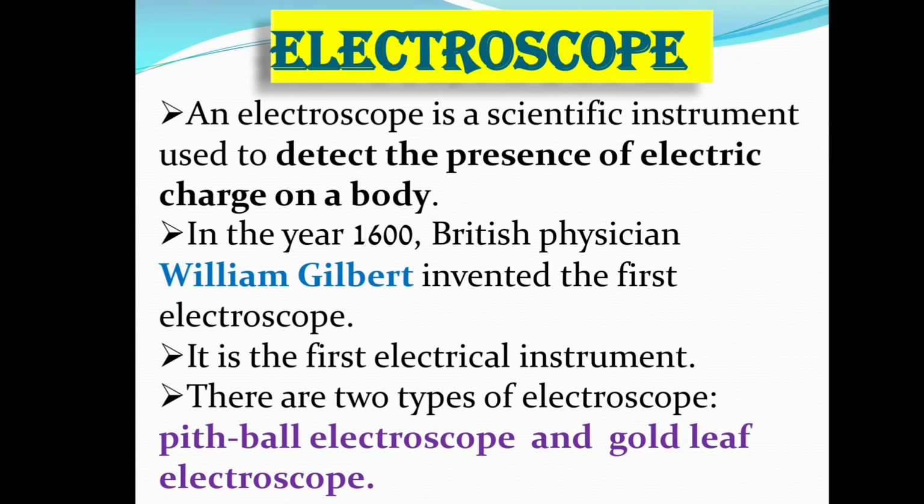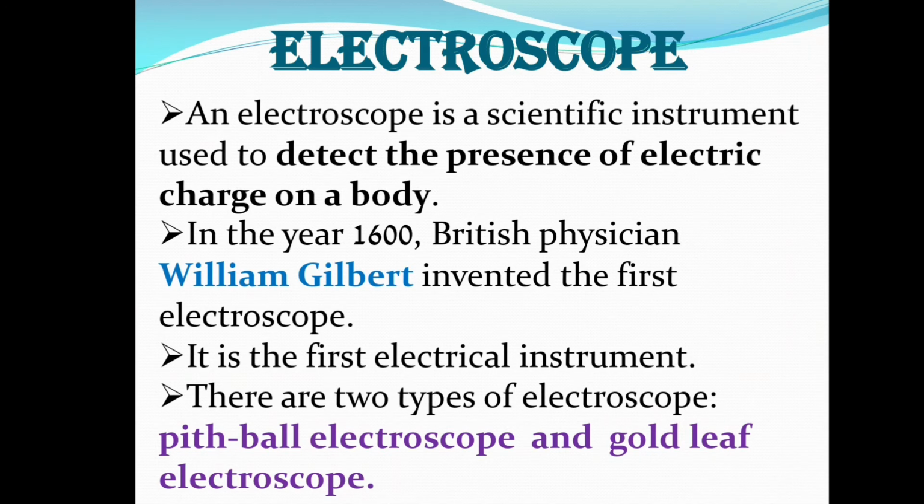What is an electroscope? It is a scientific instrument that is used to detect the presence of electric charge on a body. If you want to know whether there is a presence of electric charge, you can find out from this electroscope. Who invented the first electroscope? The name of the scientist is William Gilbert. So that was the first electrical instrument. We have two types of electroscope. The first one is the pith ball electroscope and the second one is the gold leaf electroscope.